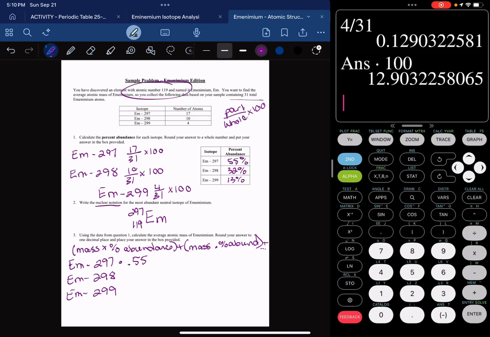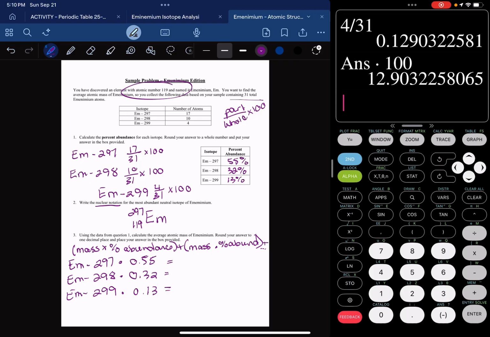But I'm using the decimal form just to make this a little bit more clear. So that's going to be my first one. And then I'm going to multiply by 32%. So it's 0.32. And then finally 13%. So remember, when you're using the decimal form, you can either divide by 100 to take it out of that percent, or you can just move your decimal place over two places to the left. So you'll get the same result either way.